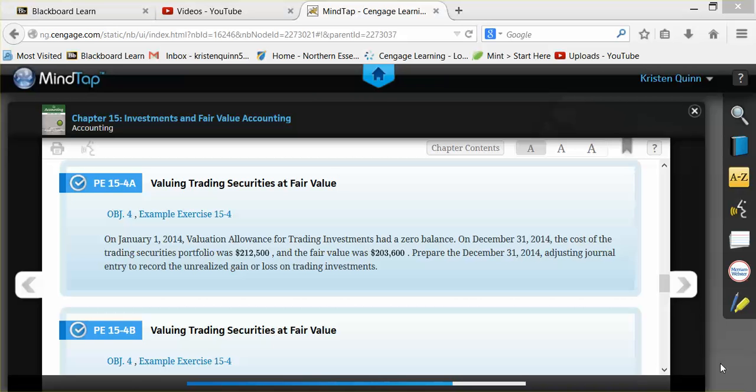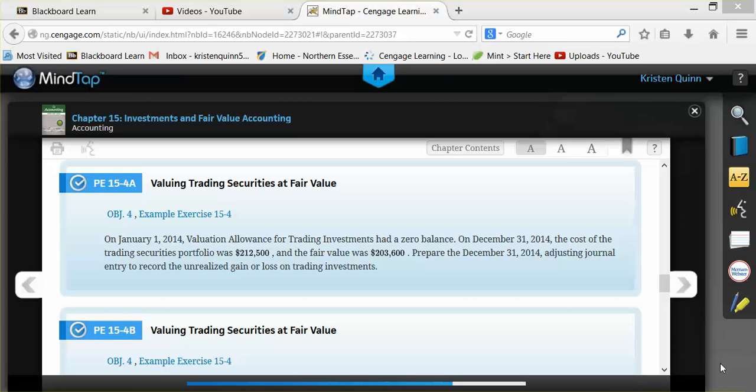In this example, we'll be doing practice exercise 15.4a that can be found in your textbook on page 695. We're going to do the journal entry to record the valuing of trading securities at fair value. The exercise tells us that on January 1st, 2014, the valuation allowance for trading investments had a zero balance.